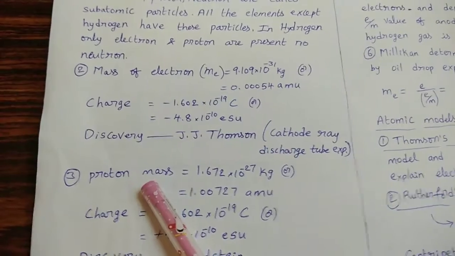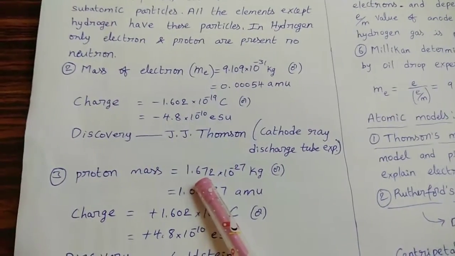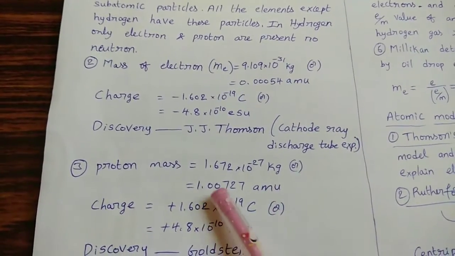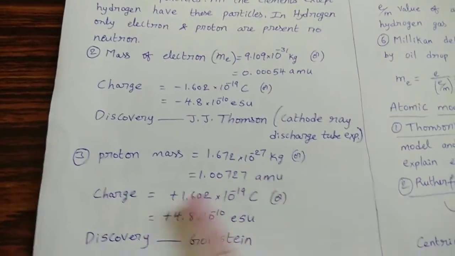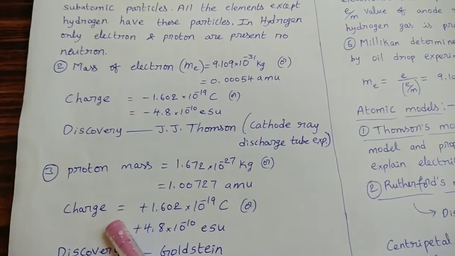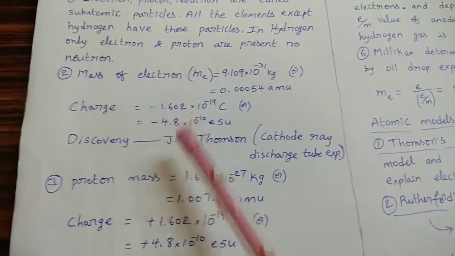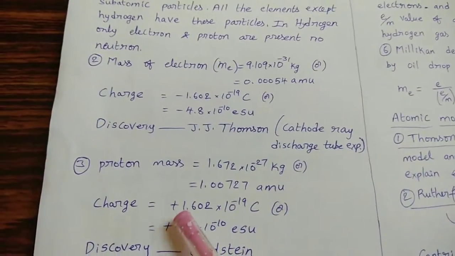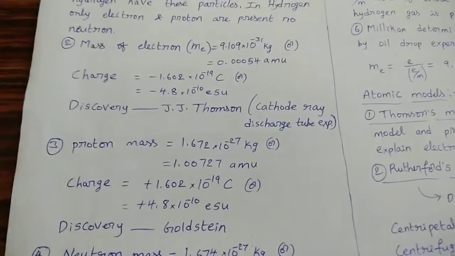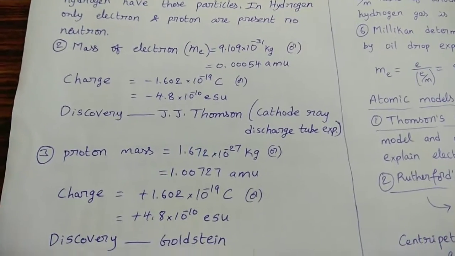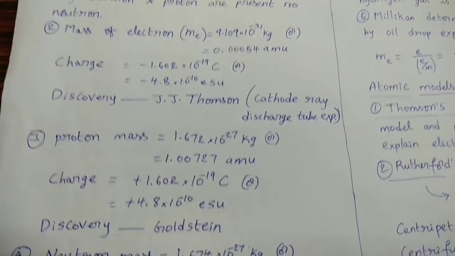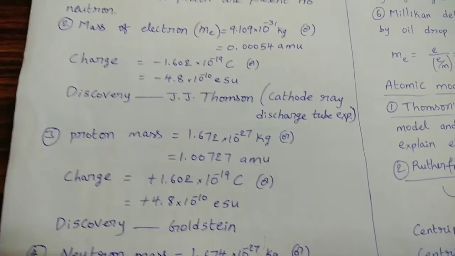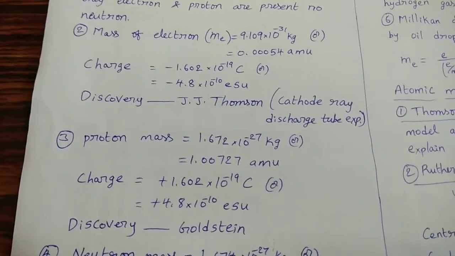Next, proton. Mass is 1.672 × 10^-27 kilograms or 1.00727 AMU. Charge is the same as that of the electron, with only a difference in sign. In case of electron, negative sign. In case of proton, positive sign. So the value is +1.602 × 10^-19 coulombs or +4.8 × 10^-10 ESU, electrostatic unit. Proton was discovered by Goldstein.